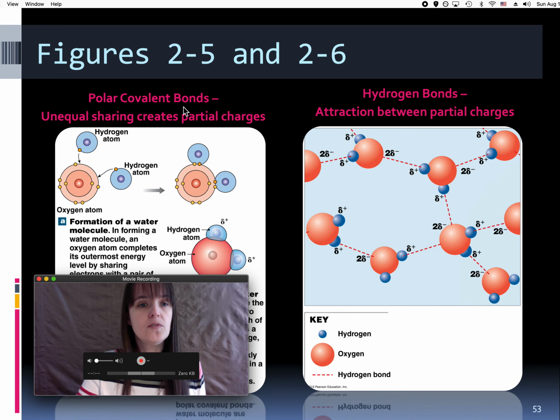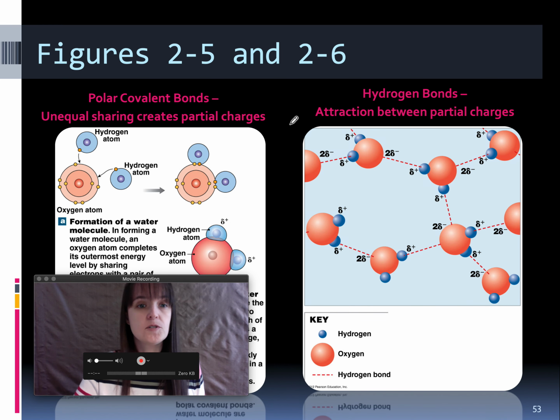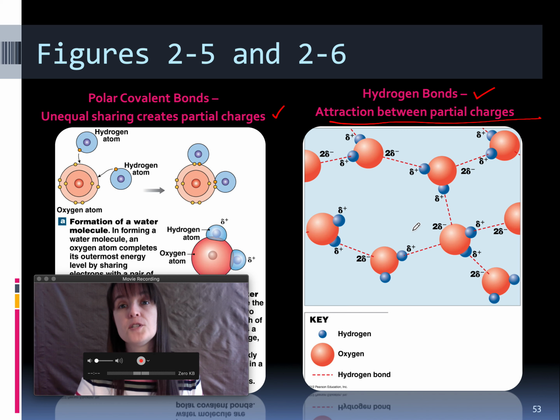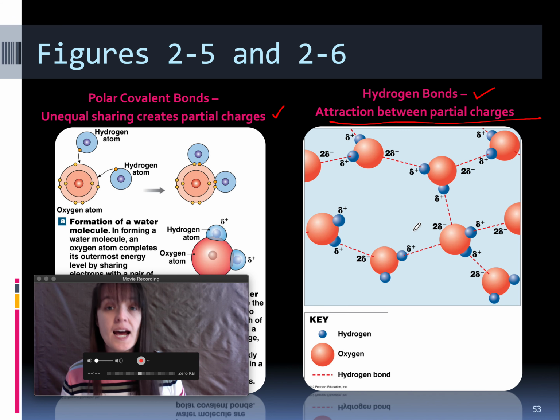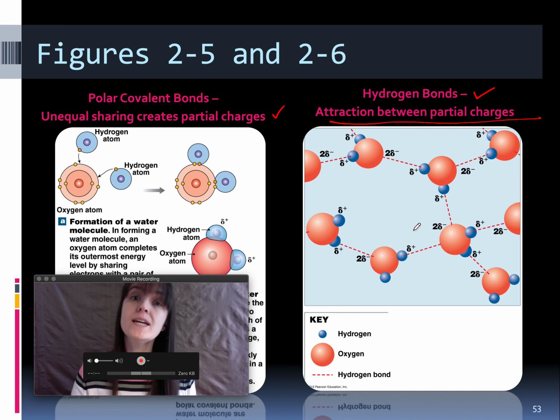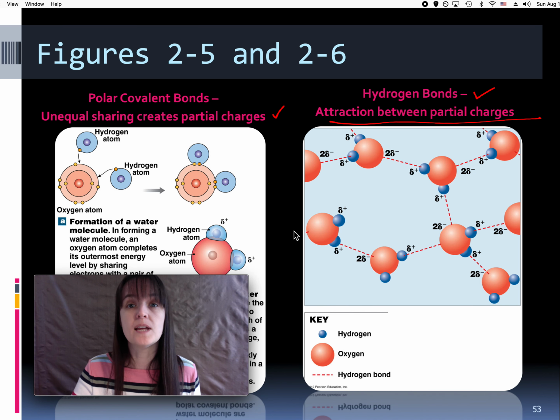Okay, so polar covalent bonds, unequal sharing creates partial charges, and the attractions between those partial charges are called hydrogen bonds. Of the bonds we discussed, the hydrogen bonds are the weakest. Of the bonds we discussed, the covalent bonds are the strongest. The ionic bonds, if you put them in water, they dissociate, they dissolve.